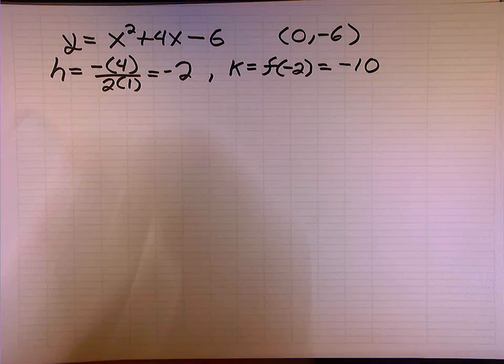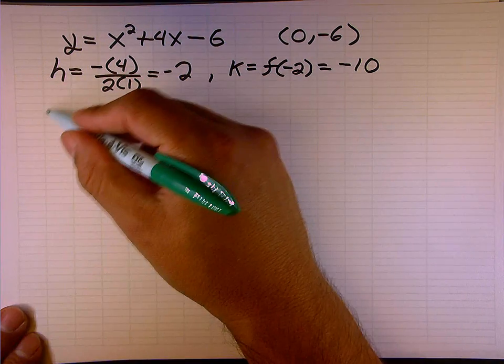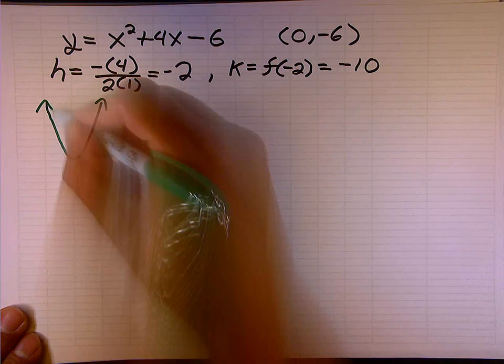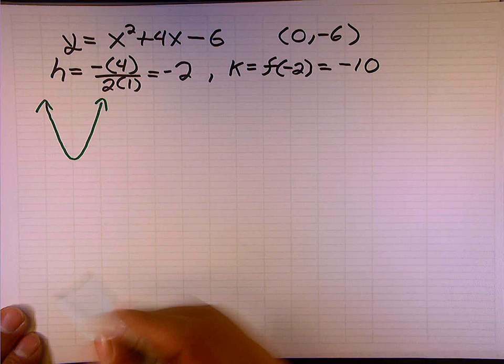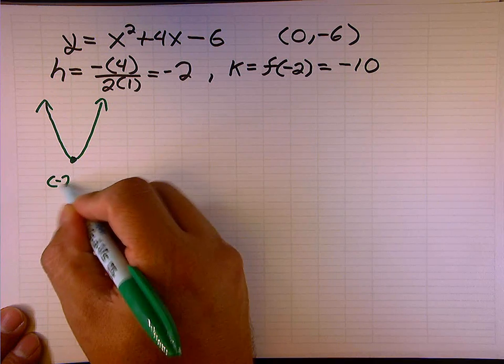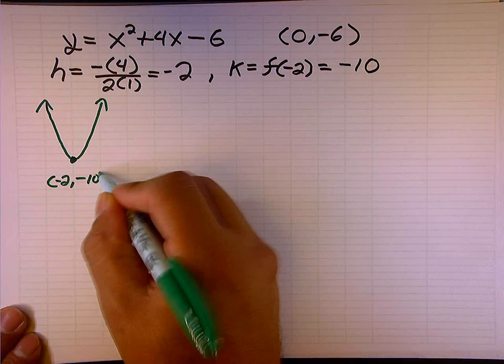So I've got an x value, I've got a y value. I'm going to make a rough graph. The parabola opens up. Let's put it in green. The parabola opens up. I have a vertex located at negative 2, negative 10.